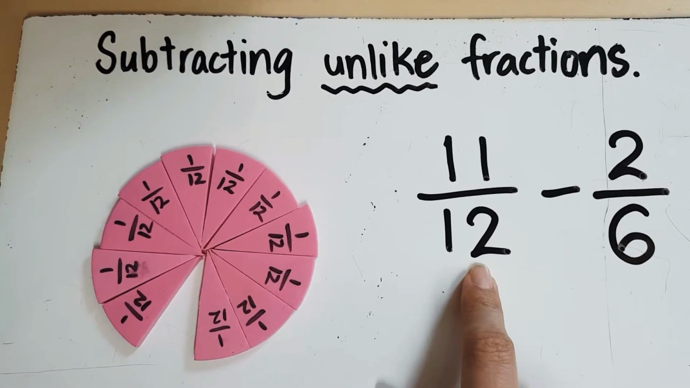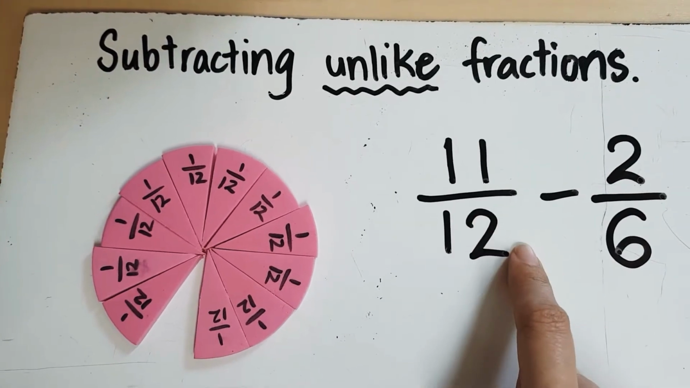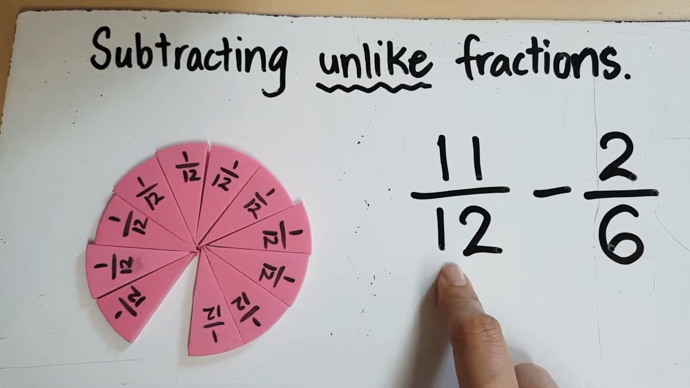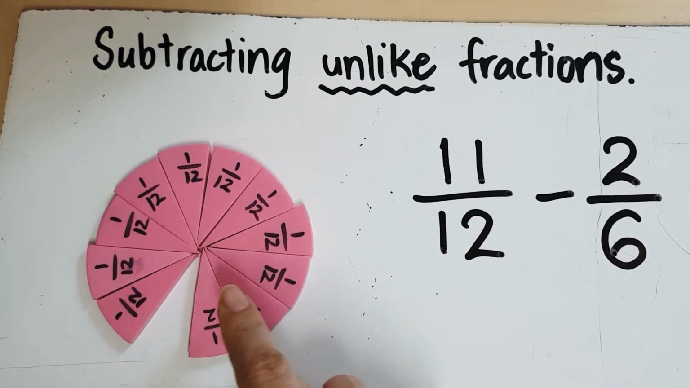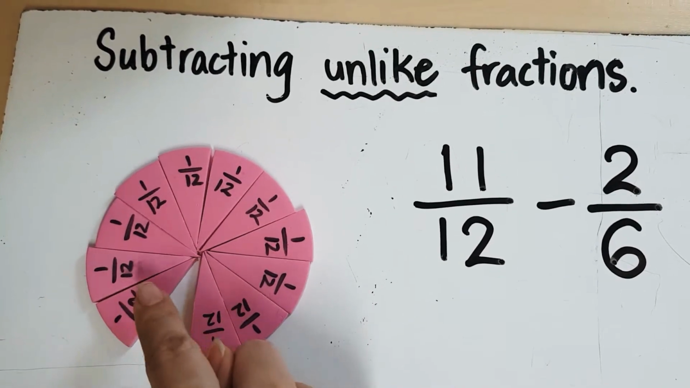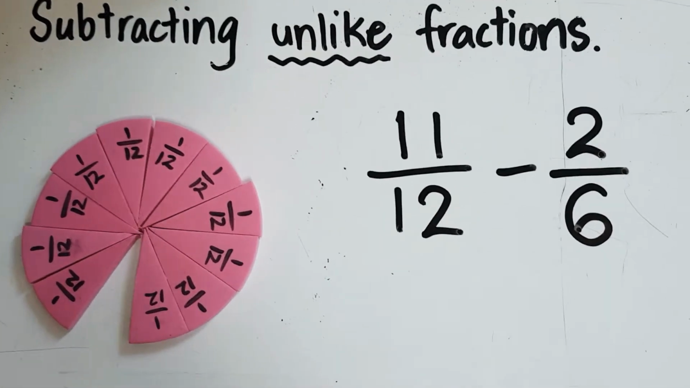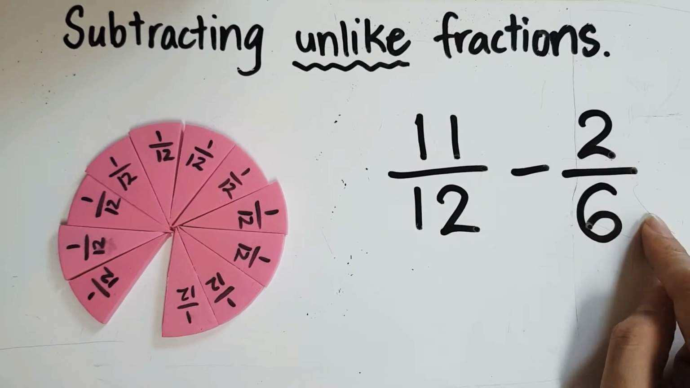This one has a denominator of 12, 11 12s. A denominator of 12 means that the whole is cut into 12 equal parts, and I only want 11 out of the 12 equal parts. And I want to take away 2 6s.